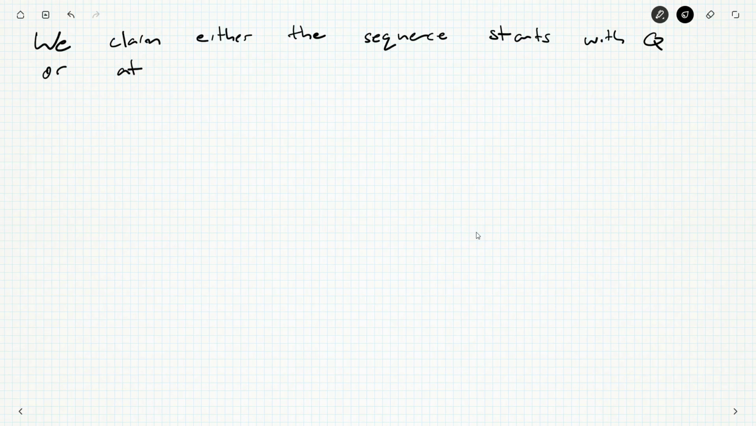Okay, so we claim any non-predictive sequence either starts with Q or at some point the number of P is equal to the number of Q, for some initial part. And you could make a more bold sentence, but okay.